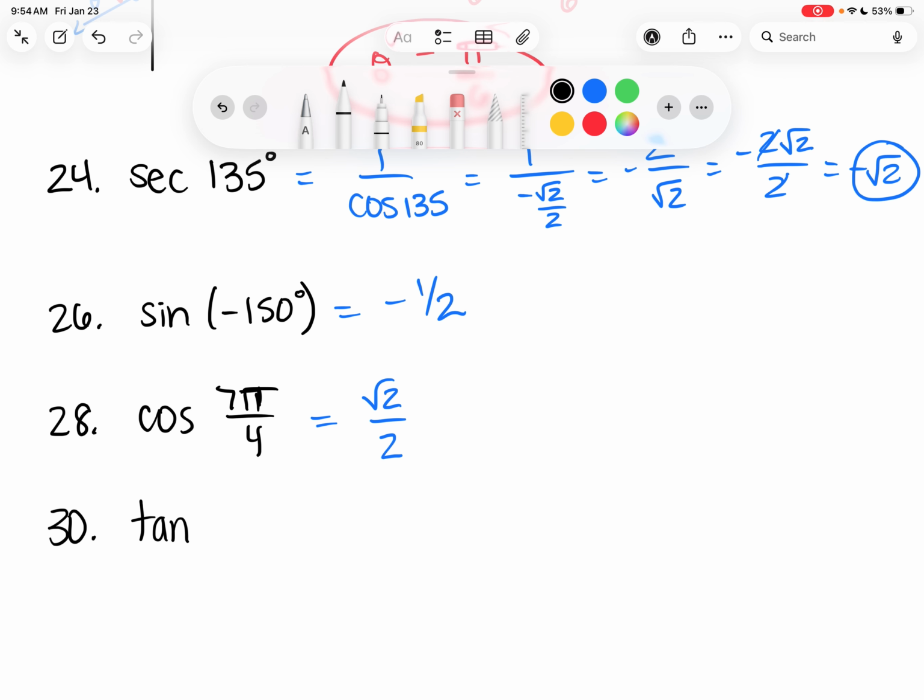Tangent of negative 3 pi over 4. All right, so you've got to count backwards. Negative 3 pi over 4: this is negative 1 pi over 4, negative 2 pi over 4, negative 3 pi over 4. Or you can find the coterminal angle, which is the same thing as 5 pi over 4. So what's the cosine of that? Negative root 2 over 2. I always say 2 over 2, but I know it's root 2.